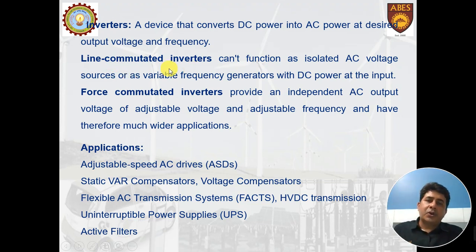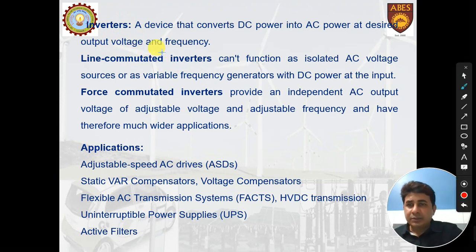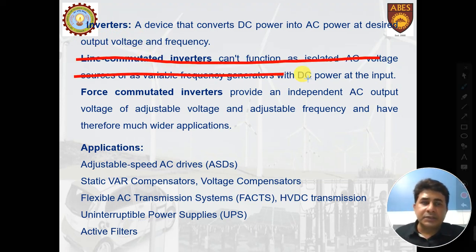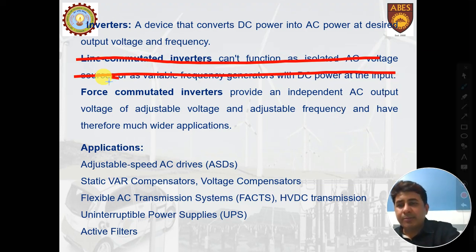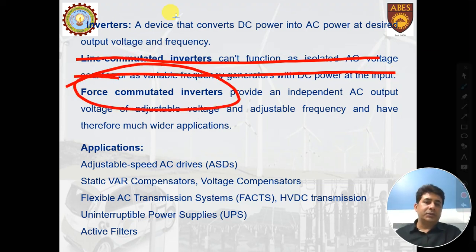So for the machine load, when it is under the regenerative mode, let us say for traction purpose, then for quite some time the converter behaves like a line commutated inverter. But here in this chapter, if I say inverter, I will not talk about the line commutated inverters. I will be discussing about the force commutated inverters.